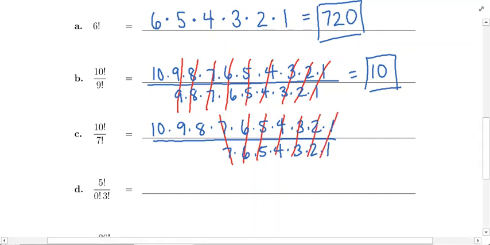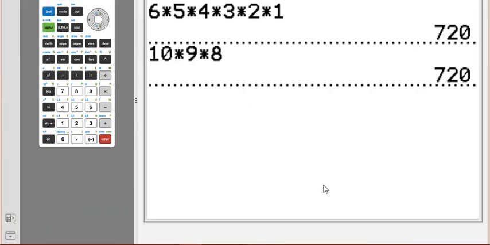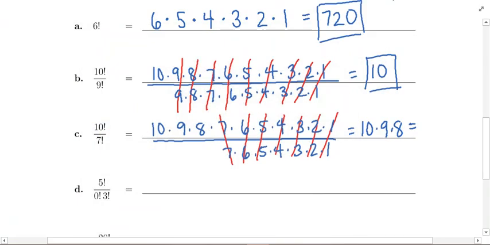So the answer to this is going to be, you're left with 10 times 9 times 8. If you go to your calculator and figure that out, 10 times 9 times 8 is, again, 720. So let's go write that down.